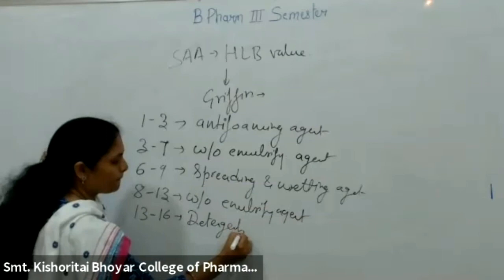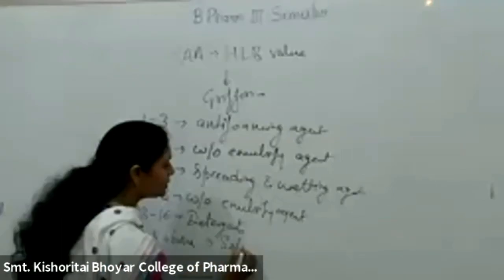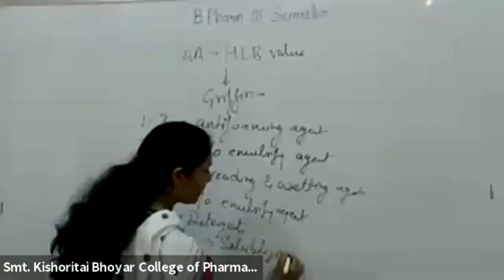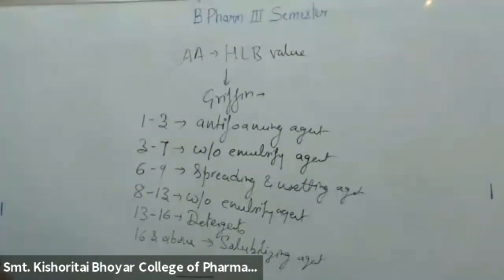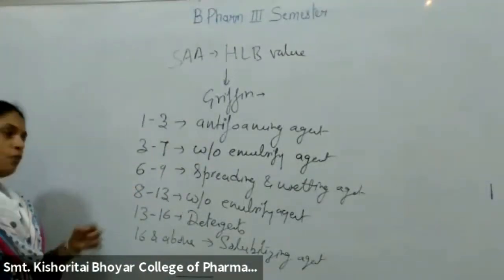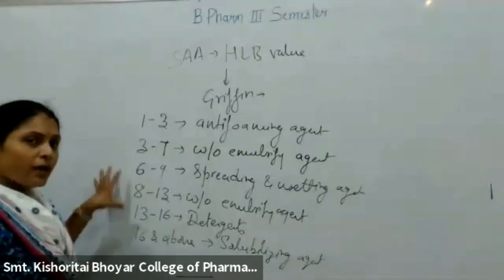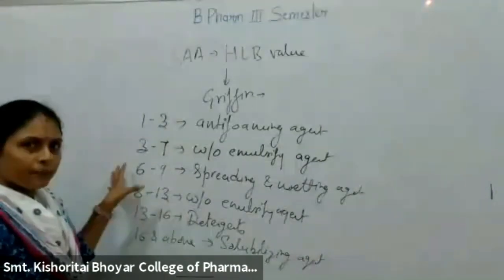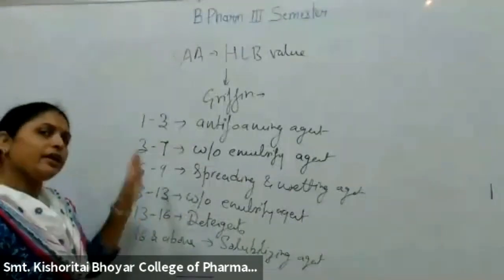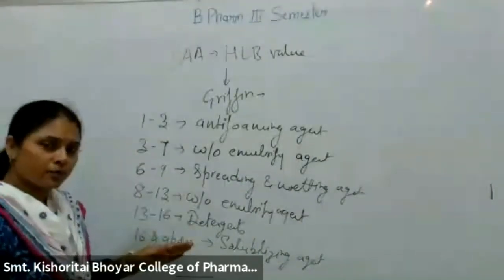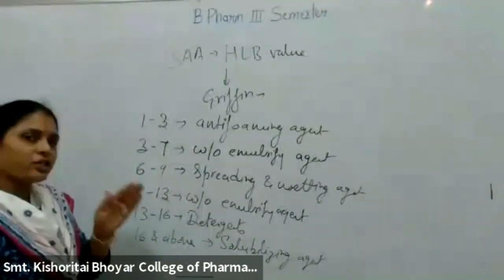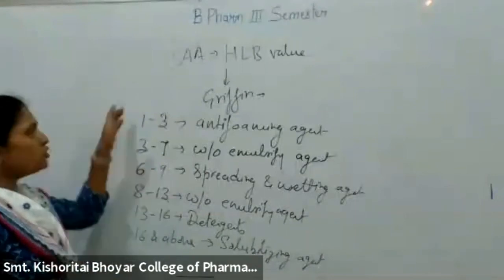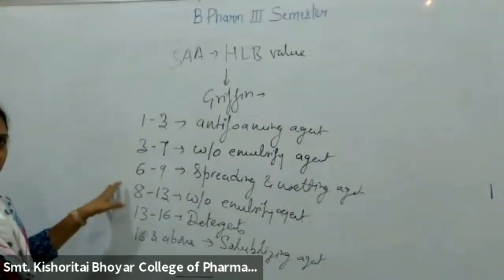And 16 and above, it is used as a solubilizing agent. Now by knowing this, इतना तो दिमाग में आ गया होगा आपके कि HLB value means some value which is based on the hydrophilic and lipophilic balance. कितने हाइड्रोफिलिक ग्रुप्स है सरफैक्टेंट में और कितने लिपोफिलिक ग्रुप्स है सरफैक्टेंट में. Based on that, the HLB value is calculated, and based on the HLB value, this will have a different function.